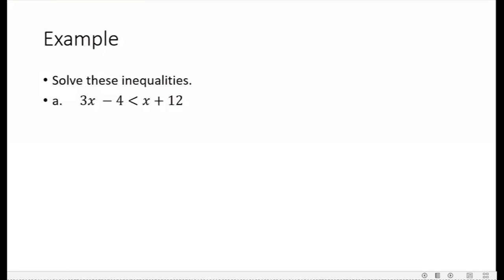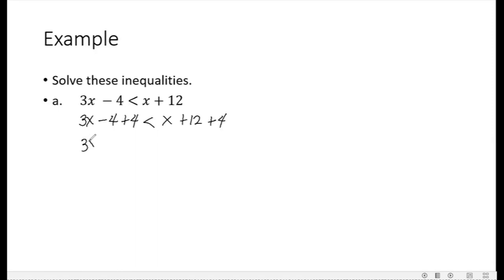Okay, let's solve the following inequalities. For letter A, we have 3x minus 4 less than 2x plus 12. For the solution, first, to the left and right side of our inequality, we will add plus 4. So bring down 3x, then negative 4, then plus 4 on the left side, then the inequality symbol less than x, plus 12, bring down, then plus 4 on the right side.